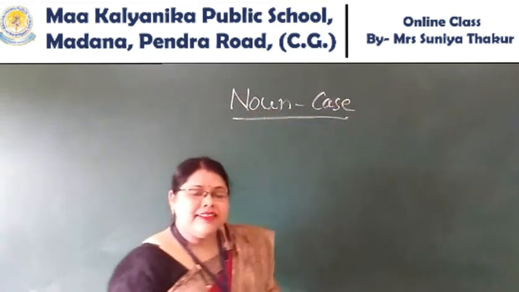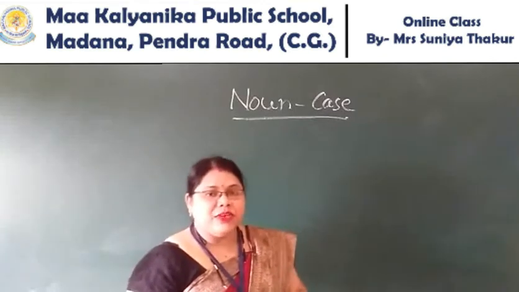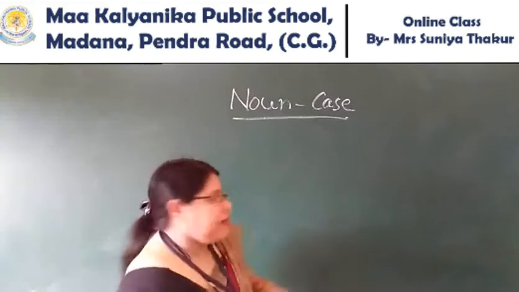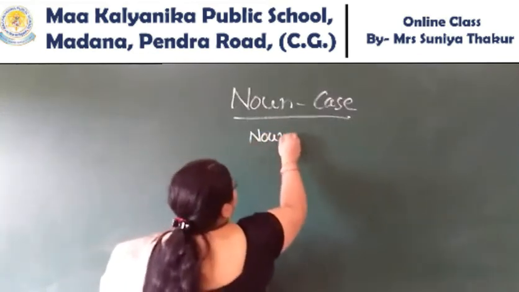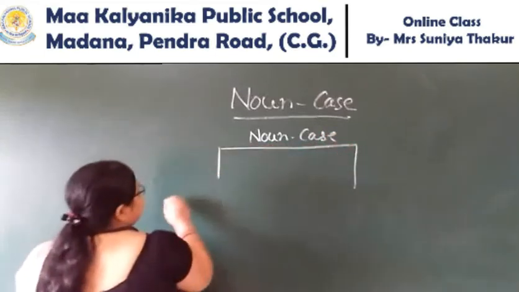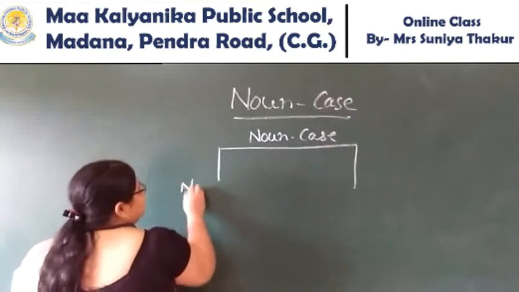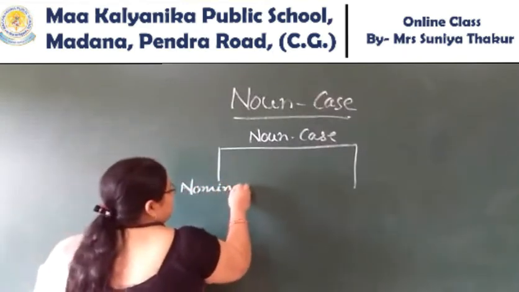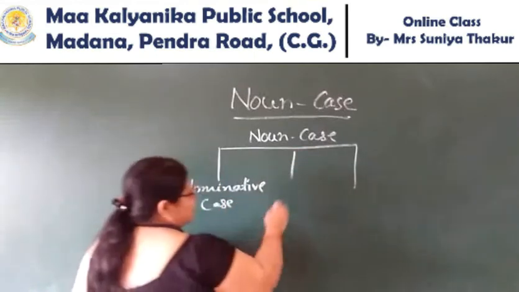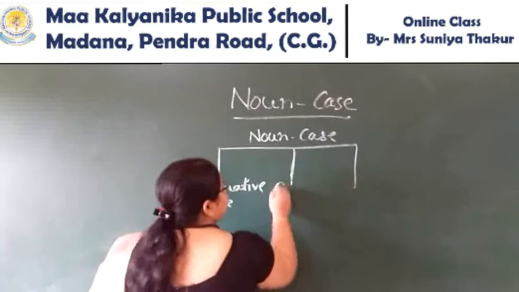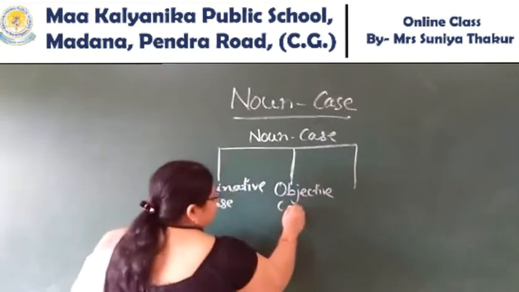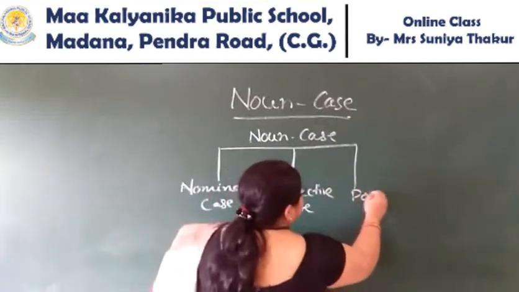A case tells us about the position of a noun in the sentence. There are three cases. What are they? Noun case is divided into three parts. First one is your nominative case. Second one is your objective case. And third one, possessive case.